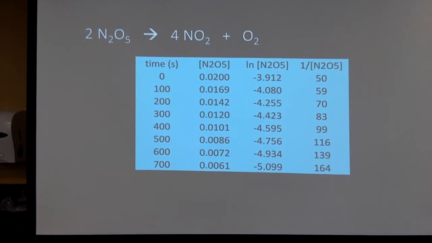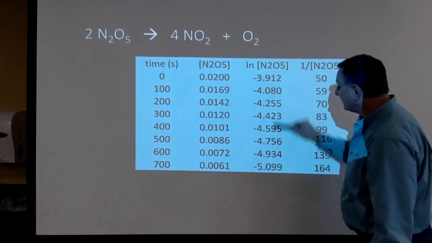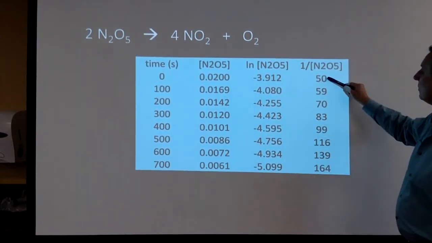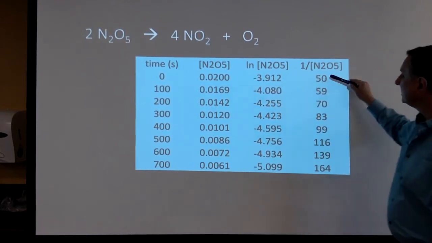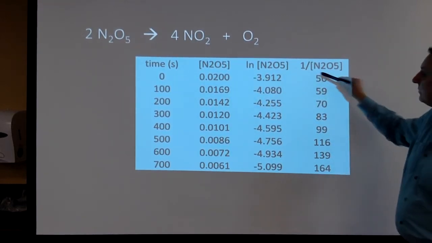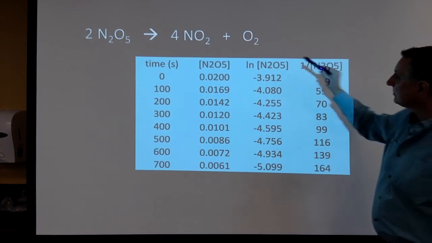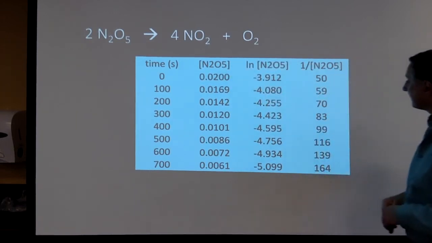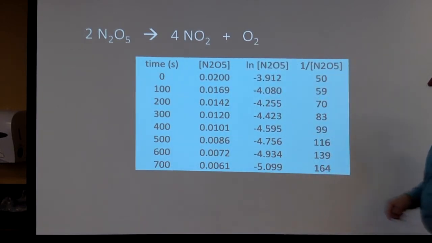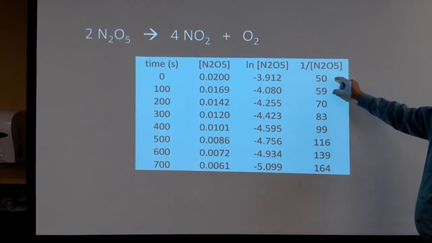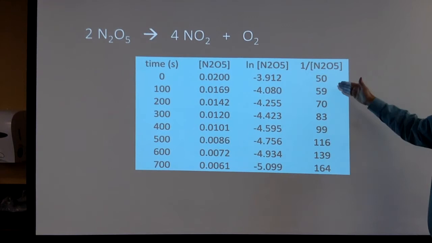So if we take the natural log of each of these numbers, we get these here. If we take 1 over concentration, we get these numbers. Remember, this is not 1 over log. This is 1 over the original concentration. So let's pause here. Let's look here first. Is it second order? Because here we're looking at some fairly simple numbers.